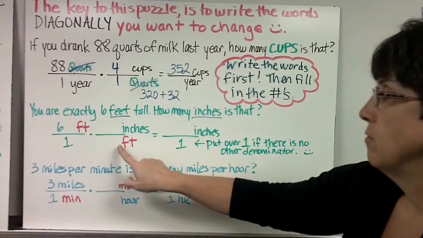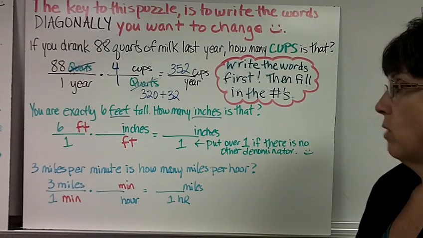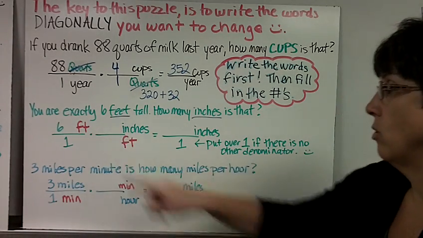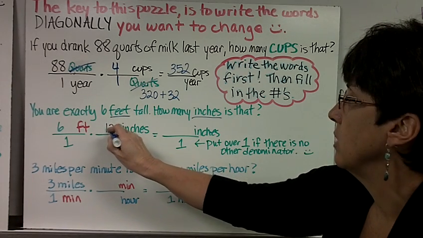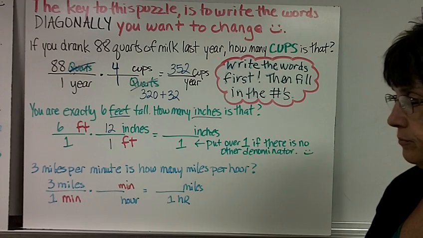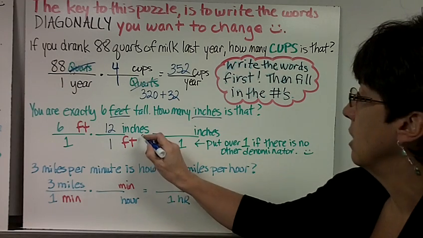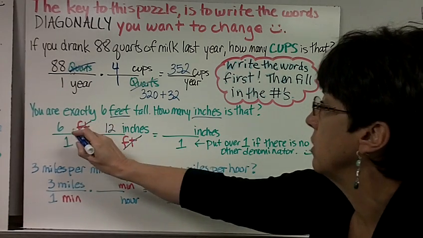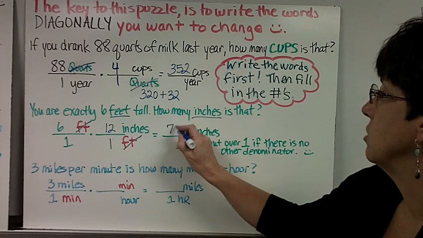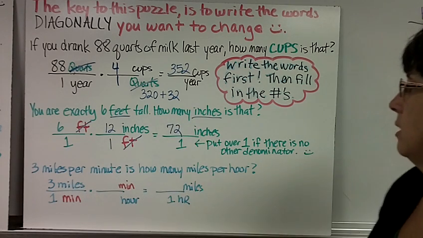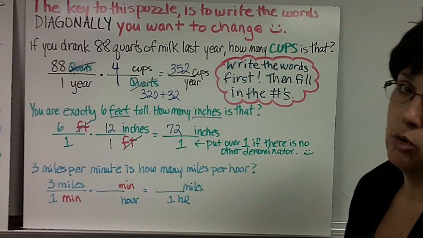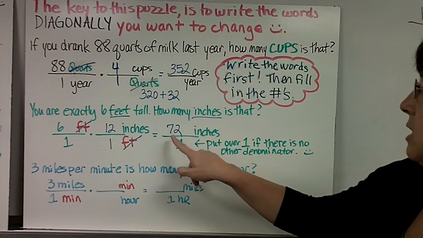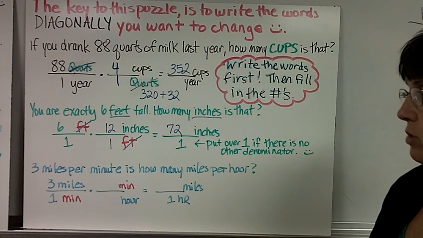I want to change feet to inches, so I write them diagonally. This is the numerator, I write it in the denominator. I know that there are 12 inches in 1 foot, and now I can simplify. Here's the word foot, here's the word foot. 6 times 12 is 72. 1 times 1 is 1. And once again, I said put it over 1 if there's no other denominator, because that's how we write a whole number as a fraction. So this tells me that in 6 feet there are 72 inches.